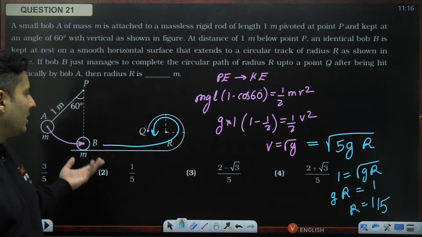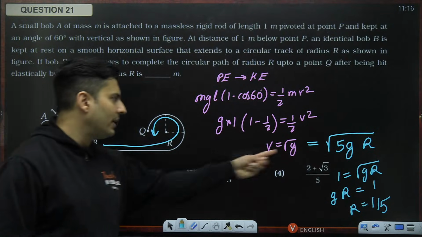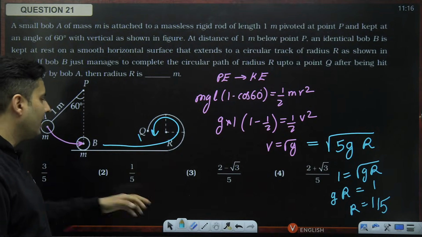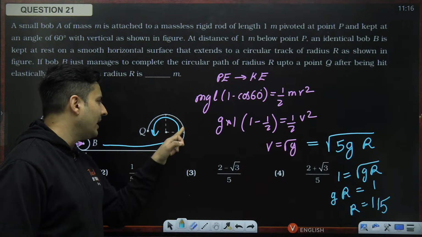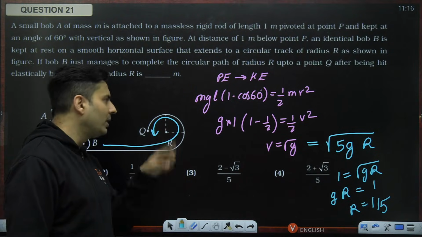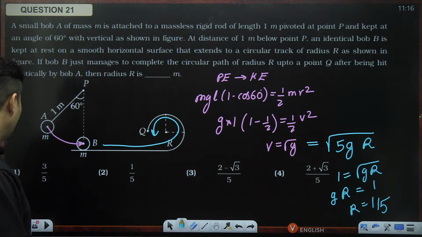So for it to complete circular motion, standard formula guys, root 5 GR should be the velocity at the bottom so that it completes the entire track and doesn't leave contact anywhere, not just here, but even here or here or here. If it doesn't leave contact here, it won't leave here also. So that's why root 5 GR.